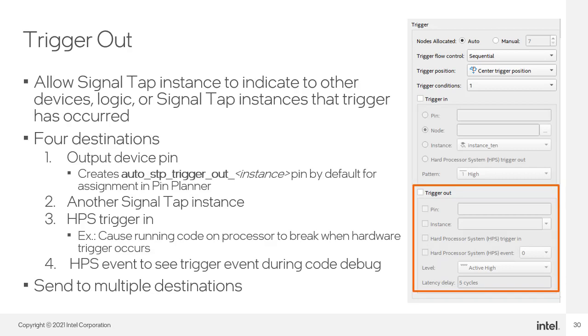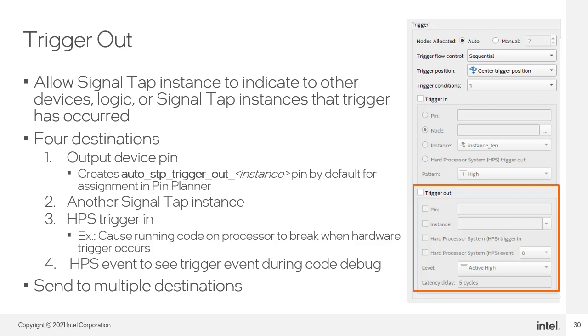Enabling the trigger out feature sends an active high or active low signal to another component or device, indicating that this instance of the logic analyzer has triggered. The trigger out signal can be sent to an I/O pin to be placed in the pin planner, the trigger in of another instance of the ELA, or the debugging hardware of the HPS.